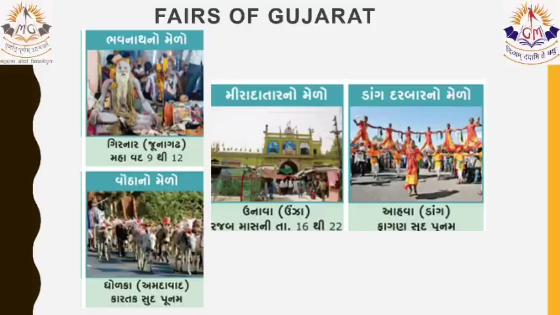Next we see the Bhavnath fair, which is held at Girnar, Gujarat. Then, as we had discussed, the Wantha fair, which is basically an animal trading fair, which is held at Dholka. Next we see the Miradatar fair, which is held at Unava. Next, as we had discussed, the Dang Darbar fair, we can see the tribal people actively participating in that fair.